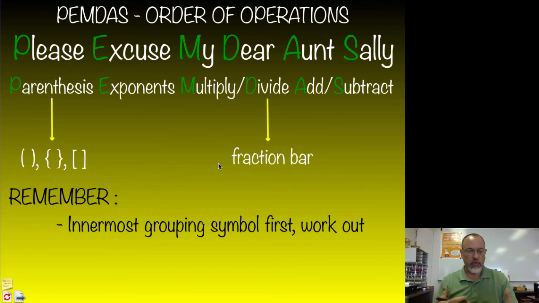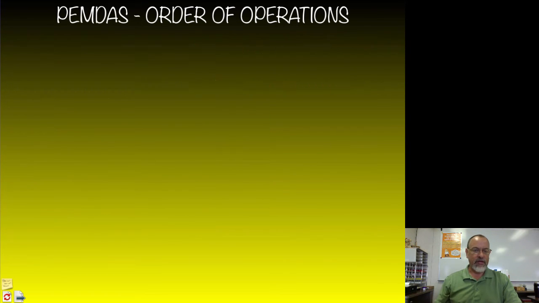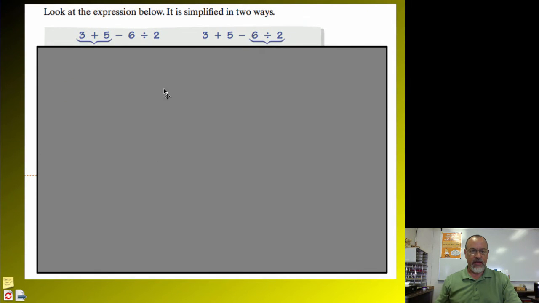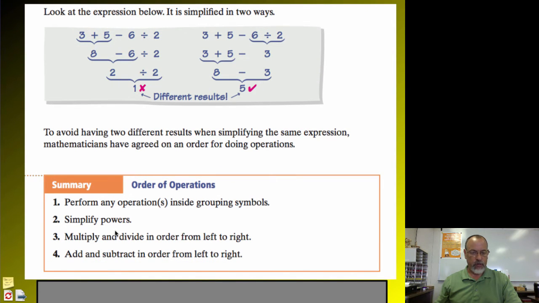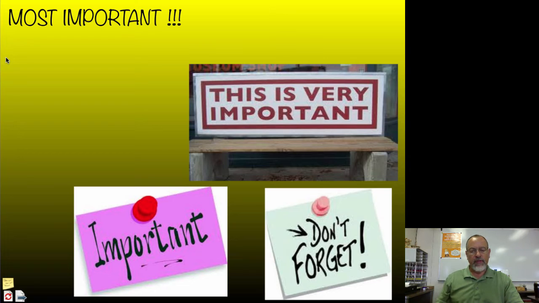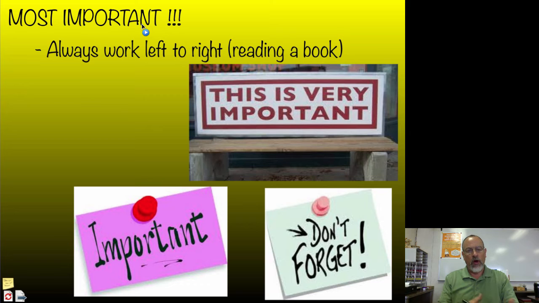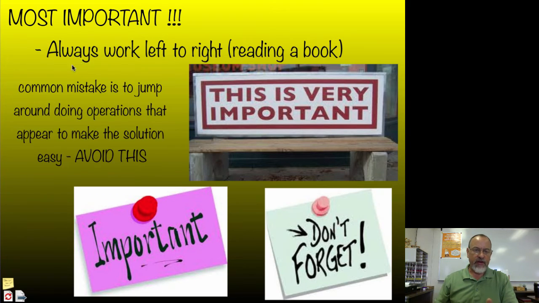Now, when you have multiple grouping symbols, you're going to start on the very inside, the innermost grouping symbol, and then work your way out. Okay? So parentheses, exponents, multiply, divide, add, and subtract, or PEMDAS, is a good way to remember this order of operations that we talked about before. Okay? One of the most important things that we have to remember, and this is very important, we always work from left to right, just like we're reading a book. It's very, very important.